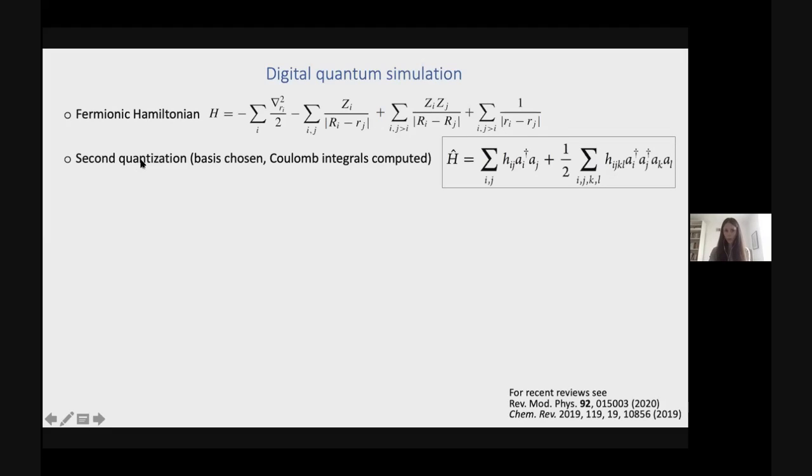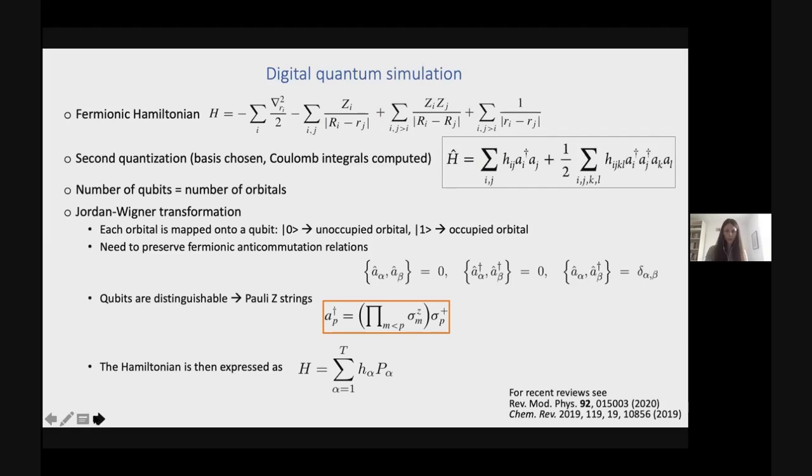The standard approach is to go to second quantization, where we choose some basis. The Coulomb integrals are all computed and shown here as parameters. And of course, we have creation and annihilation operators for the fermions. One important point is that while fermions obey the Pauli exclusion principle, which translates to these anti-commutation relations for the fermionic operators, qubits are distinguishable, which means that somehow we need to impose the antisymmetrization of the wave function at the qubit level.